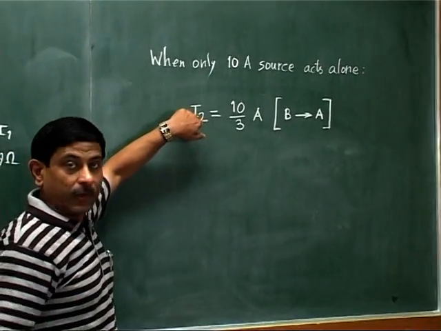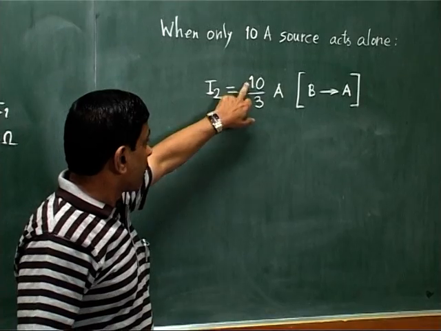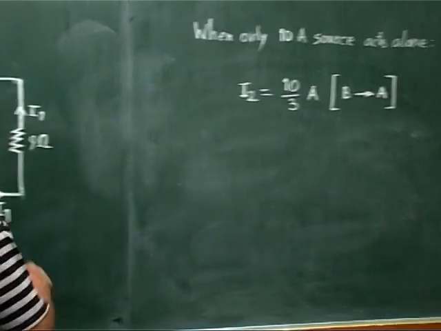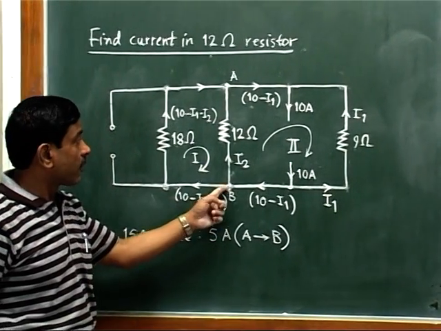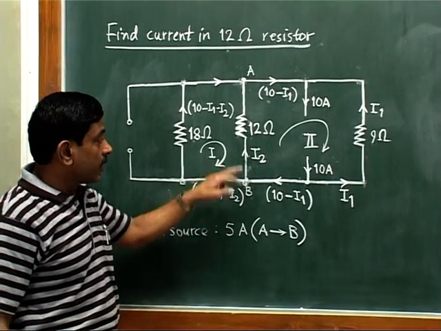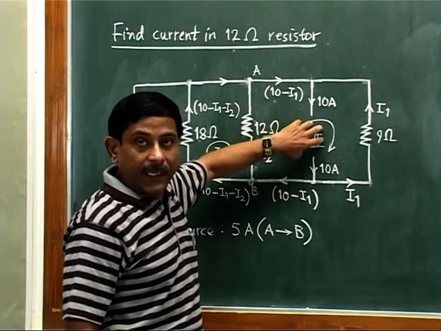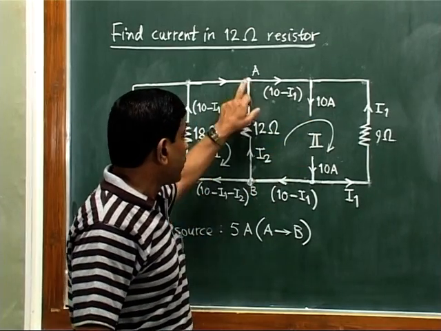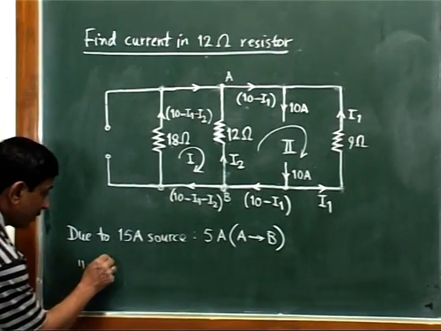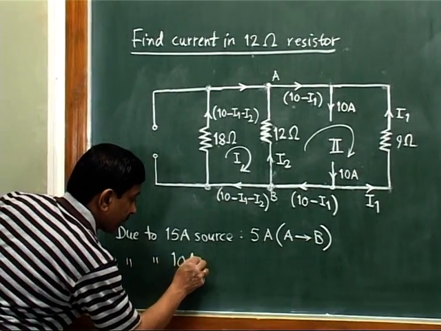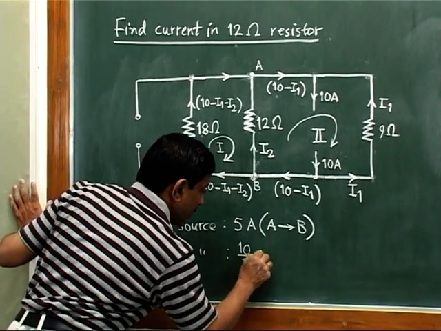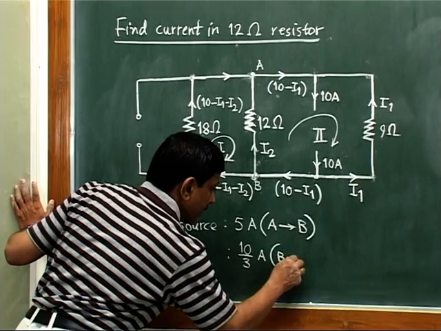After solving these two equations, you will get a current of 10 by 3 ampere, but a plus value or positive value for this I2. That means as per our distribution, we have shown the current from B to A and we are getting a plus answer. That means the current flowing through this resistor due to the 10 ampere battery will be from B to A and its value will be 10 by 3 ampere. So here the second result we will write due to the 10 ampere source. What is our answer? 10 by 3 ampere. But now the direction is from B to A.